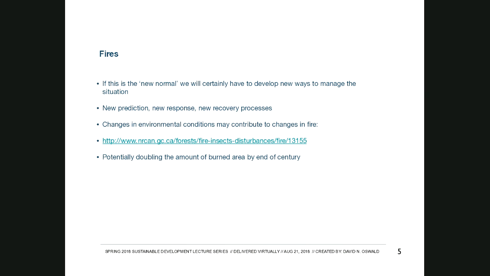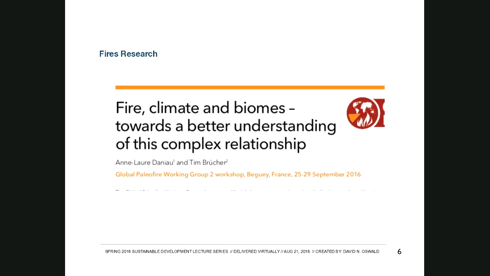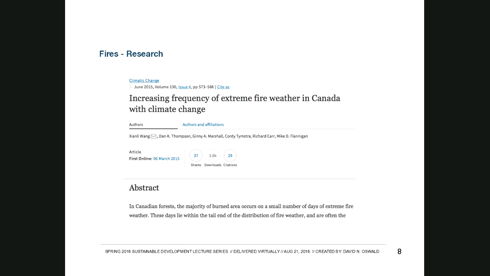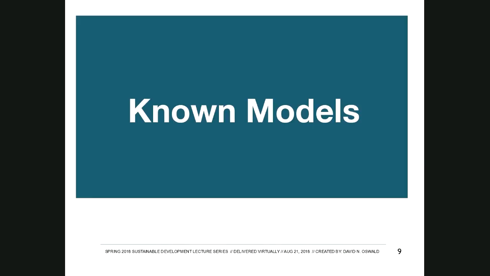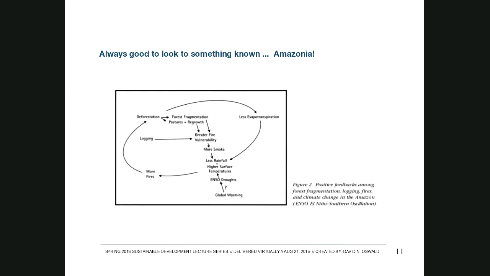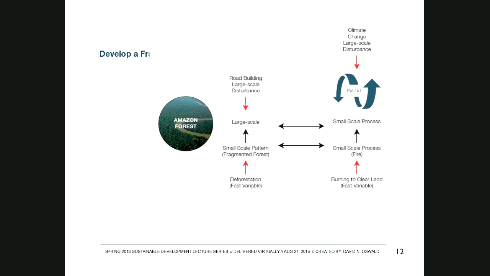We need to look at the literature. So here's one piece of literature about the interactions between fire, climate, and biomes, impact of anthropogenic climate change and wildfires in the US, and one on fire frequency and extreme fire weather in Canada with climate change. Some of the models, positive feedbacks, Lawrence and Williamson. Here's their model for the positive feedback system for evapotranspiration and deforestation. And then a model that I came up with for the relationship between road building at its large scale and then small scale processes like burning land and deforestation.